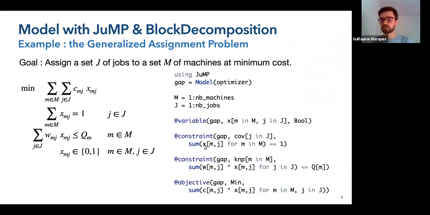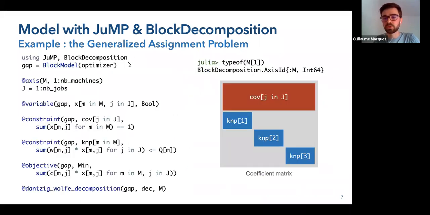So this is the JuMP model. So it's the same, obviously. And you see that if you remove the linking set partitioning constraints, you will have M independent knapsack problems, and the knapsack problem is tractable. So we are going to do a Dantzig-Wolfe decomposition over the machines. And to do that, you need BlockDecomposition. You replace the model by a BlockModel.